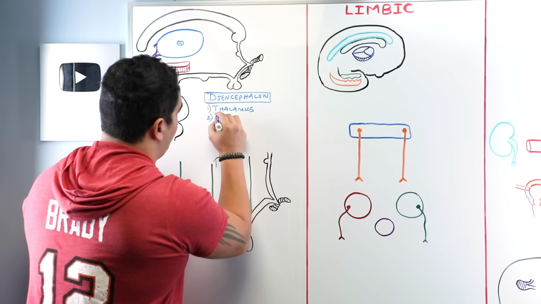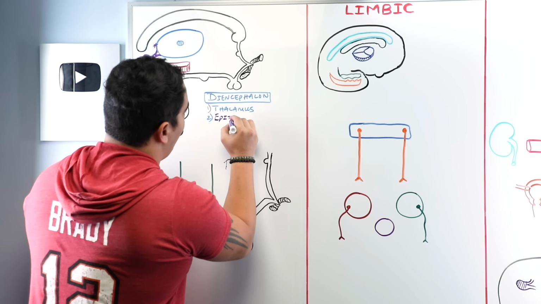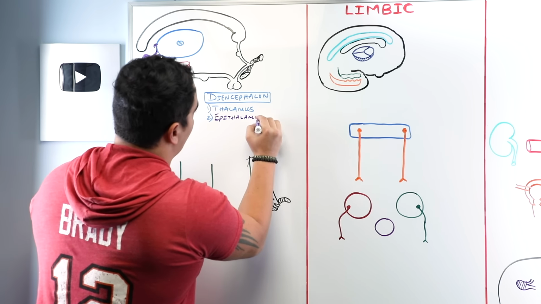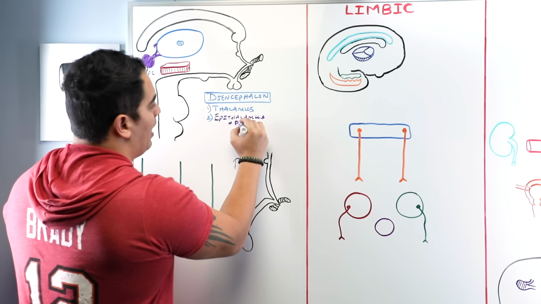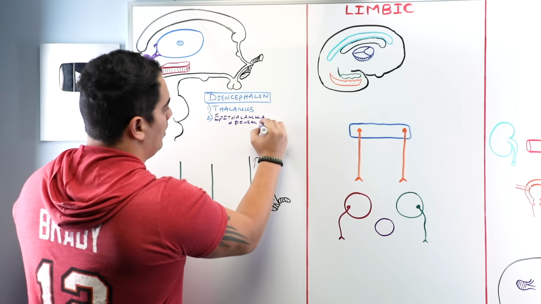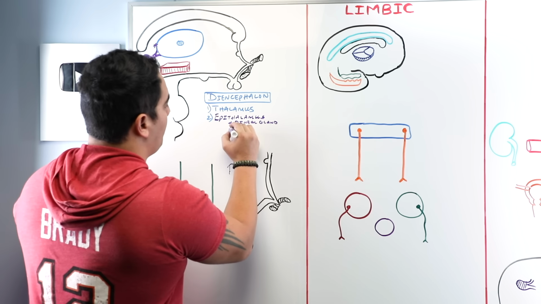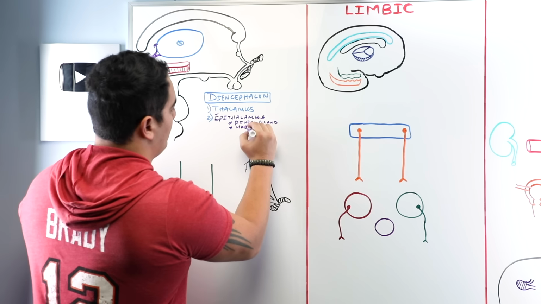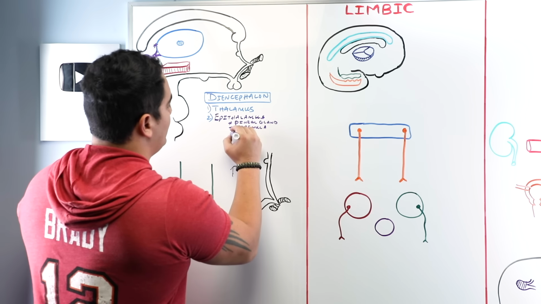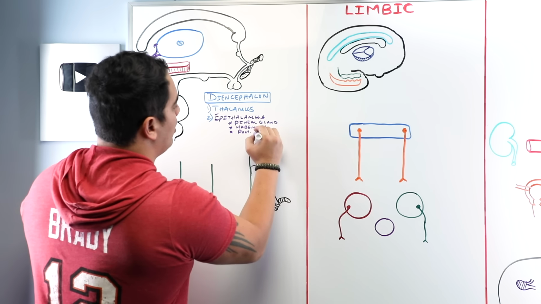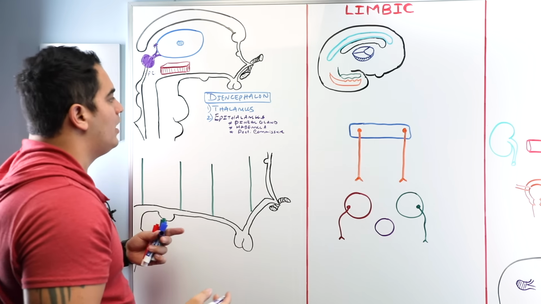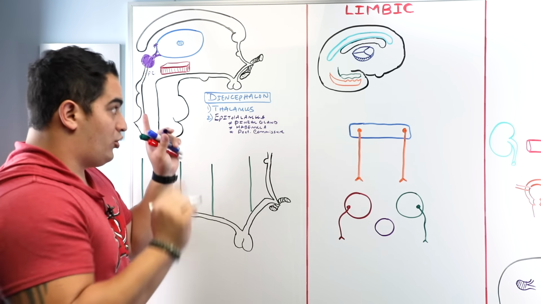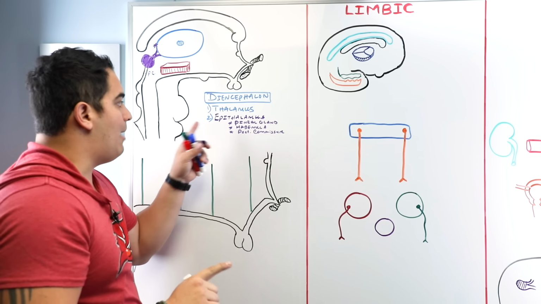So let's write that down. Epithalamus is another component of the diencephalon. And what are the things that make it up? It is the pineal gland, and it is the habenula, and it is the posterior commissure. Beautiful. So we understand two parts of the diencephalon: thalamus and epithalamus.